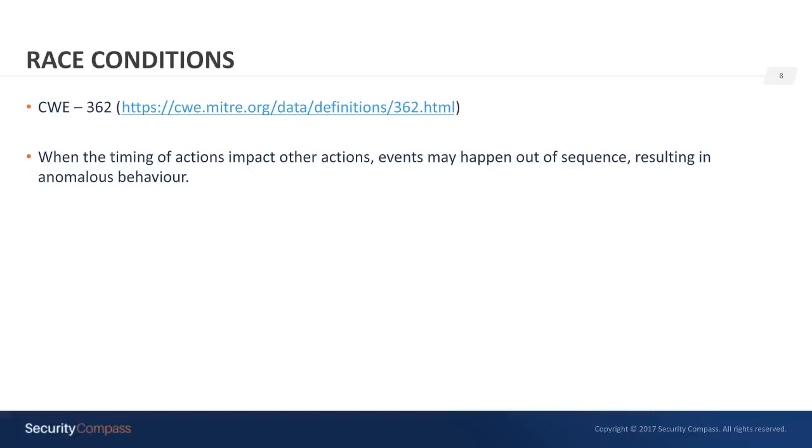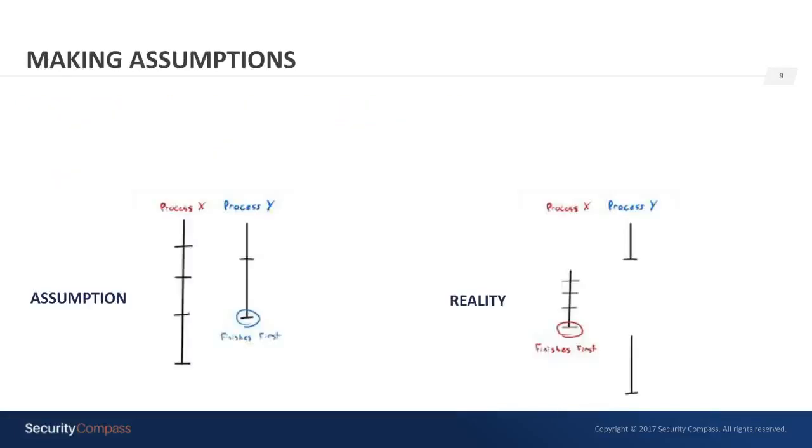Okay. So for race conditions, essentially what happens is that when the timing of one action impacts some other action, events may happen out of sequence. And when events start happening out of sequence, needless to say, there could be some sort of anomalous behavior. So let's take a quick example.